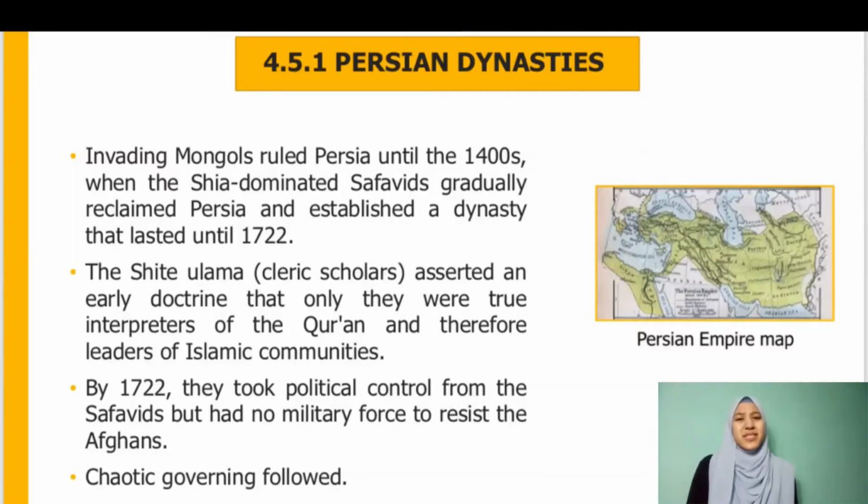By 1722, they took political control from the Safavids but had no military force to resist the Afghans, who rose against the government of Qajar and then took much of Persia. Then chaotic government followed.